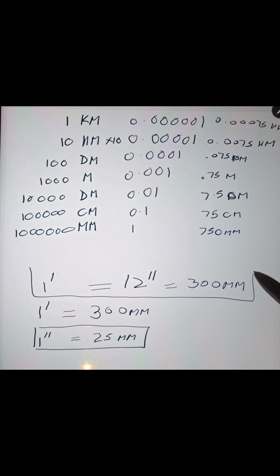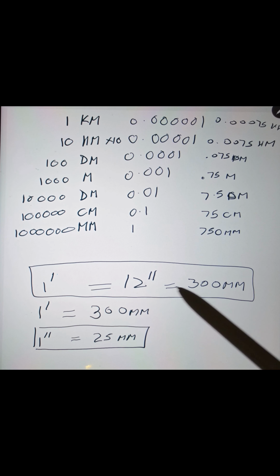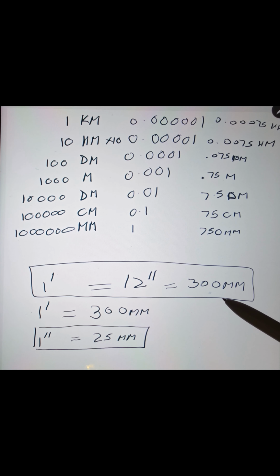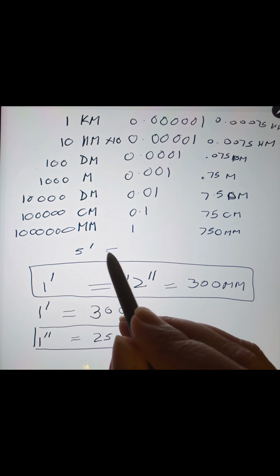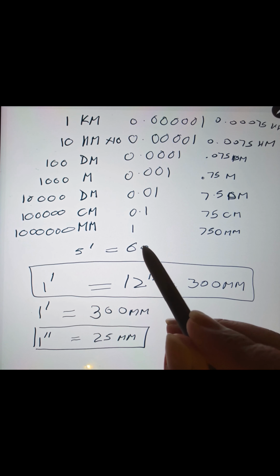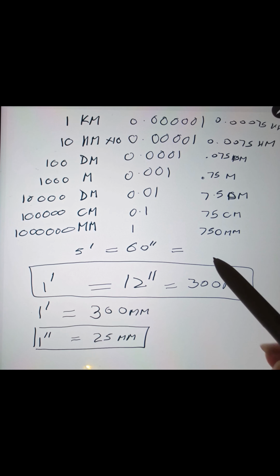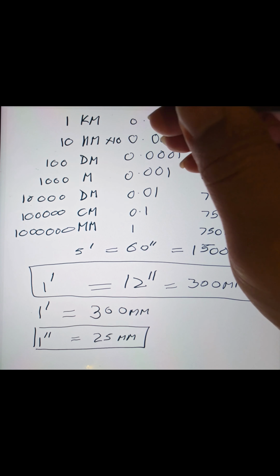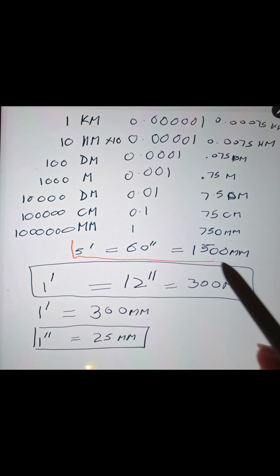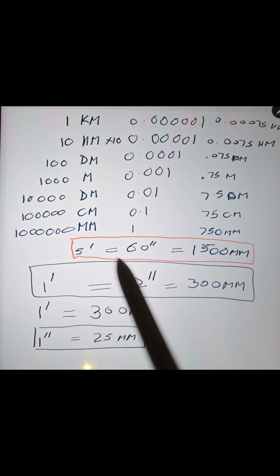This is the major thumb rule that we need to understand and use when we do proper conversions from feet inches to mm. Taking an example, if I want to convert 5 feet into mm: 5 feet is equal to 5 into 12, which is 60 inches, which is equal to 5 into 300, 1500 mm. So this is how we do the conversions from feet inches to mm, from imperial to metric system.